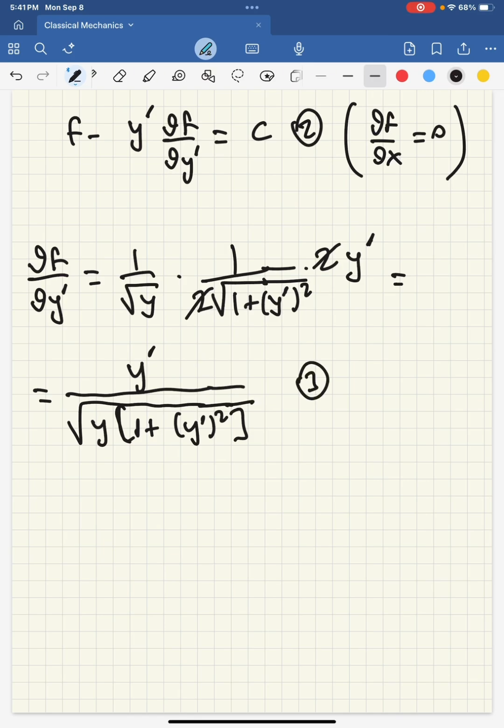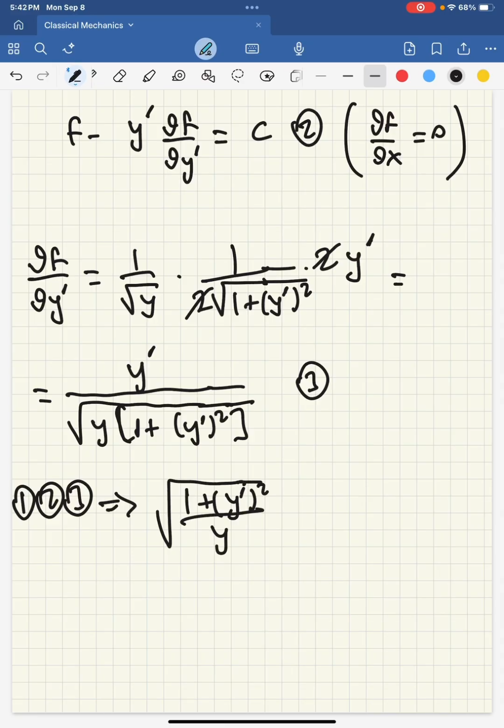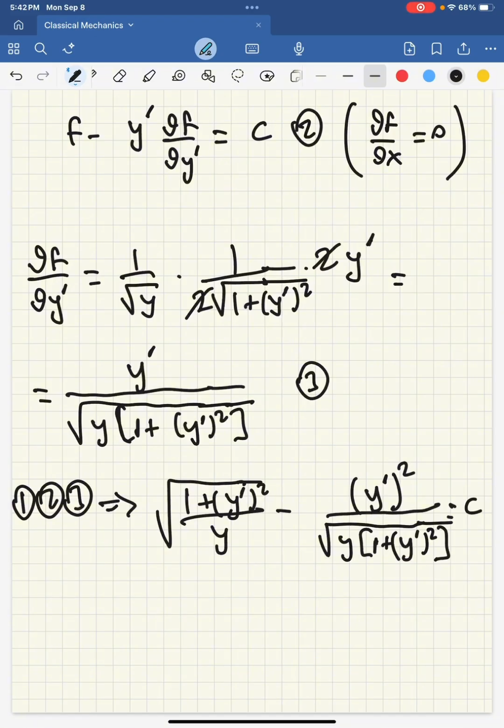Now let's plug everything into, let's pull everything together. So from equations 1, 2, and 3, we will pretty much plug equation 3 and equation 1 into equation 2, okay? So we get that the square root of 1 plus y prime squared over y minus y prime squared over the square root of y times 1 plus y prime squared is c, okay?